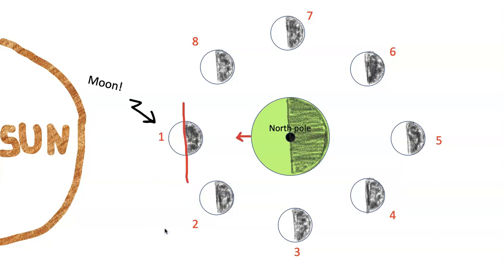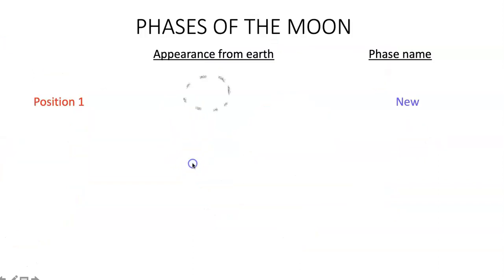Now we're going to think about what this looks like from Earth for each of these positions. Well, if you're on Earth looking up at the moon when it's in position 1, what are you going to see? This red line indicates that you're going to see this half of the moon, right? You can't see through the moon to the other side. And what you're going to see is basically nothing because it's dark.